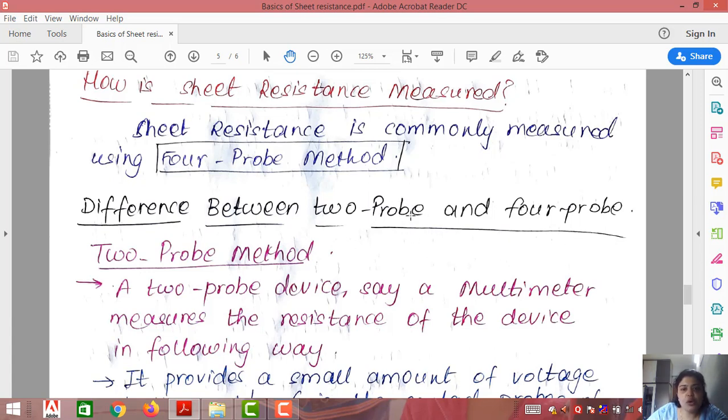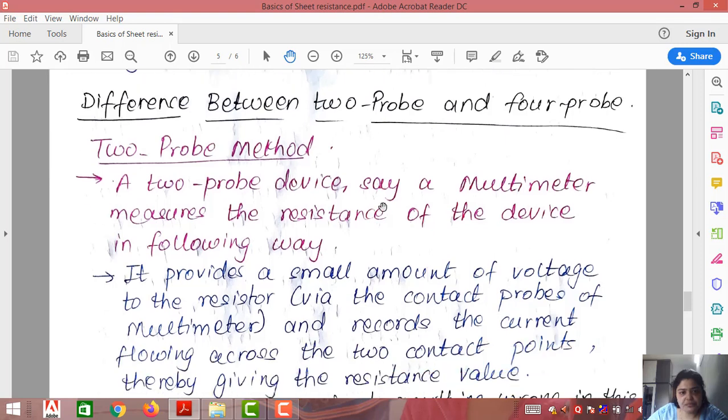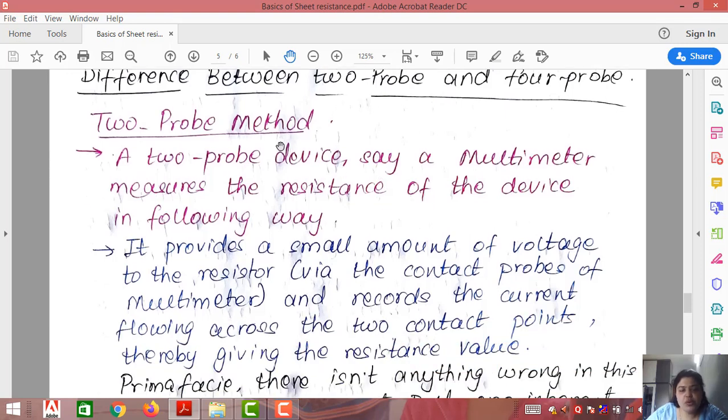Probe can be called as cables. Now, two-probe method, you all have been generally using two-probe method. You all have used a multimeter. And if you remember, a multimeter uses two different cables. One is the red, that is the plus VCC connection, and the black one, that is the ground.